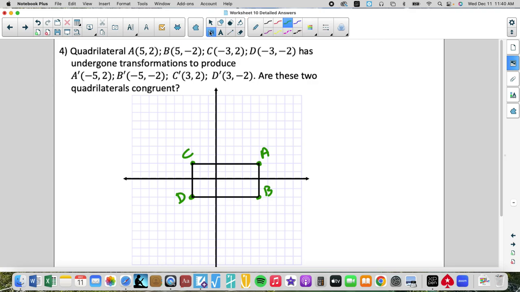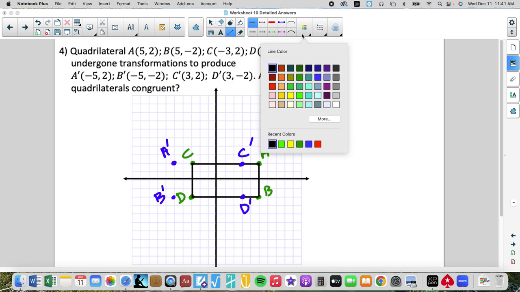Now let's take it and go (-5, 2) for my prime: -5, 2. Okay, that is going to be A prime. (-5, -2) is B prime. (3, 2) is C prime, and (3, -2) is D prime. So yeah, it's a little bit different. So we reflect it.